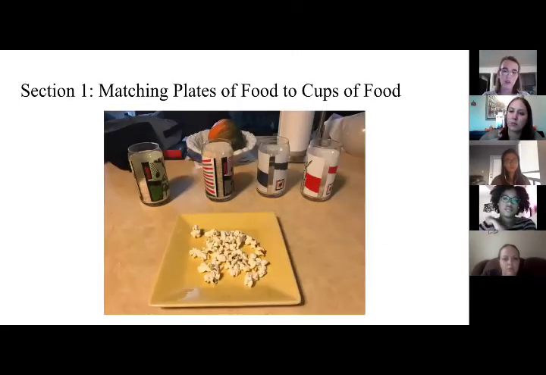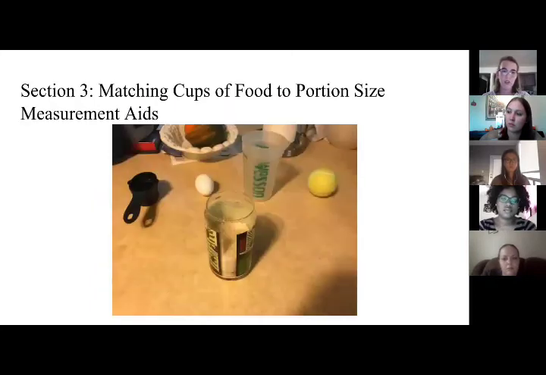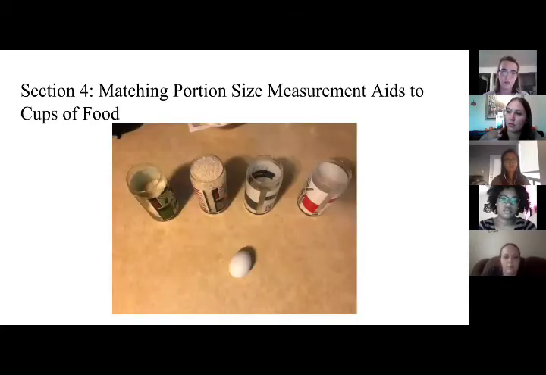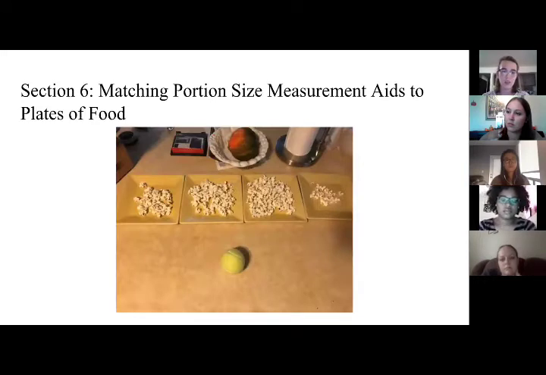Section 1 was matching plates of food to cups of food. Section 2 was matching cups of food to plates of food. Section 3 was matching cups of food to portion size measurement aids. Section 4 was matching portion size measurement aids to cups of food. Section 5 was matching plates of food to portion size measurement aids. And Section 6 was matching portion size measurement aids to plates of food.